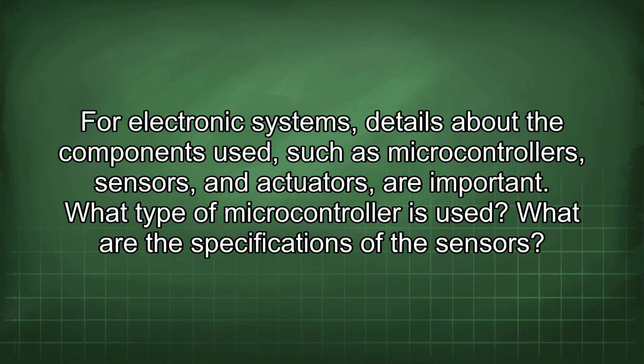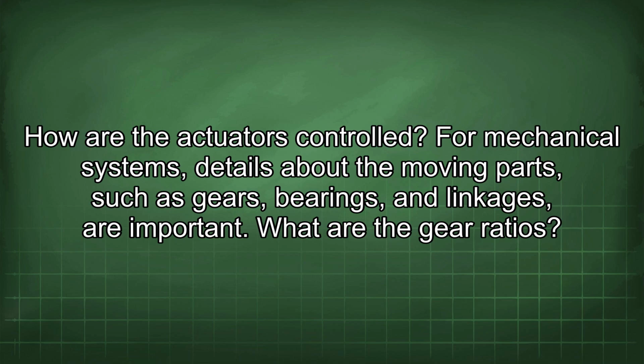For electronic systems, details about the components used, such as microcontrollers, sensors, and actuators, are important. What type of microcontroller is used? What are the specifications of the sensors? How are the actuators controlled?